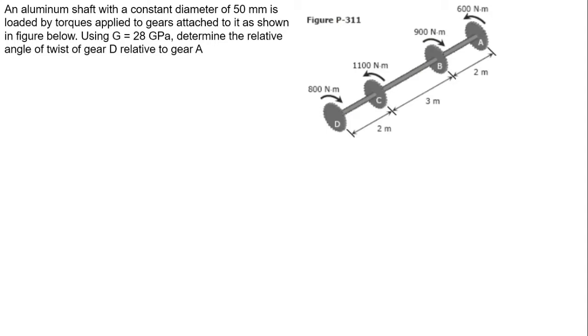So syempre, first step natin dito is given and required. So ilista lang muna natin yung given and required natin, and then diagram. So given tayo dito, diameter of 50 millimeter. Pag kinonvert natin into meter yan, ito is 0.05 meters. Next is G of 28 times 10 raised to 9 Pascal. So required is angle of twist theta natin at dA.